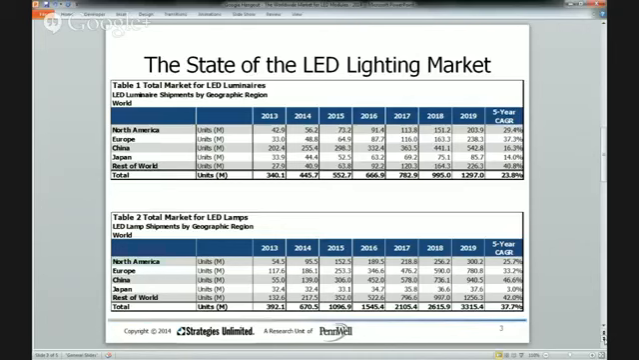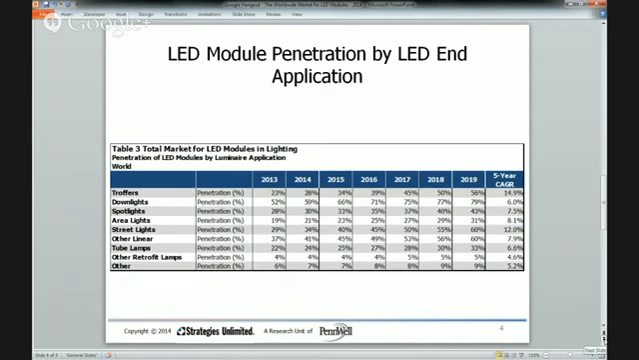Once we had these LED lamp and luminaire shipments, then we look at the penetration of LED modules into the different end applications, into the different lamp and luminaire shipments.